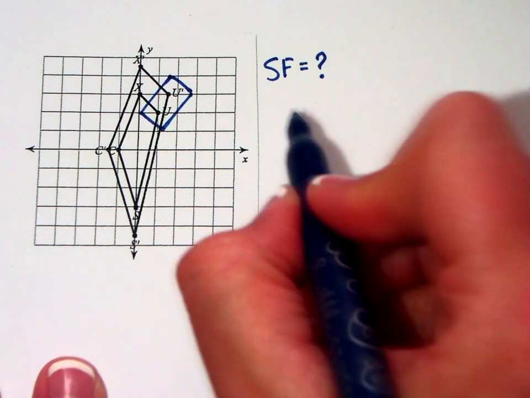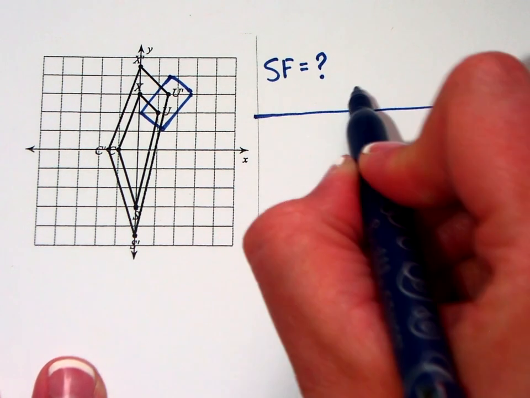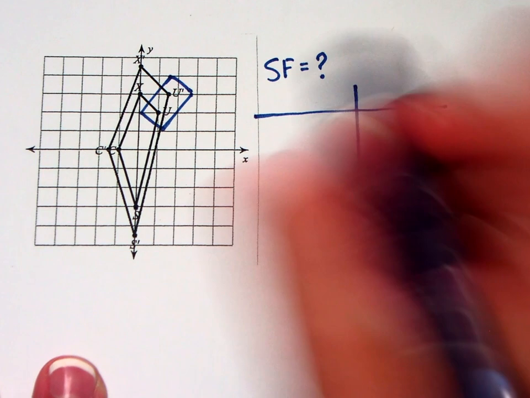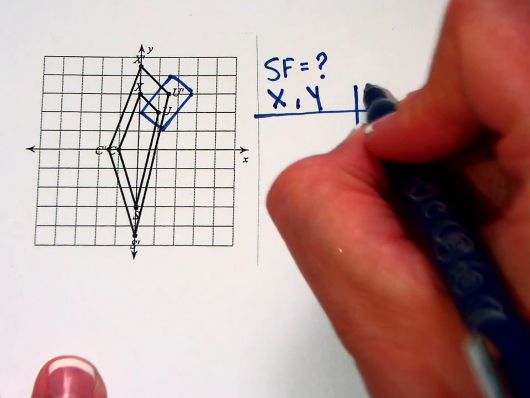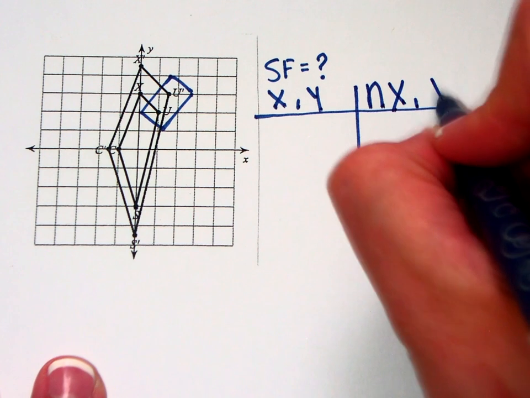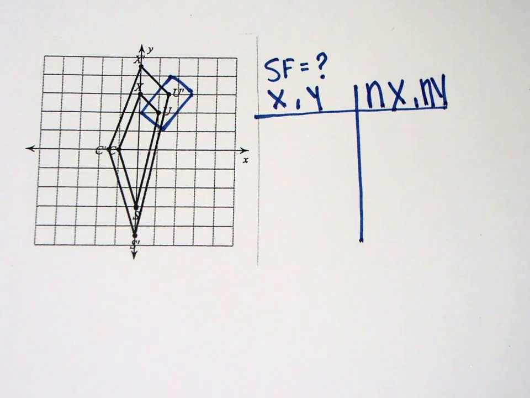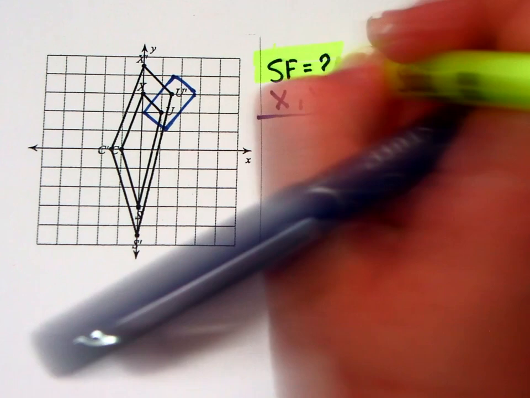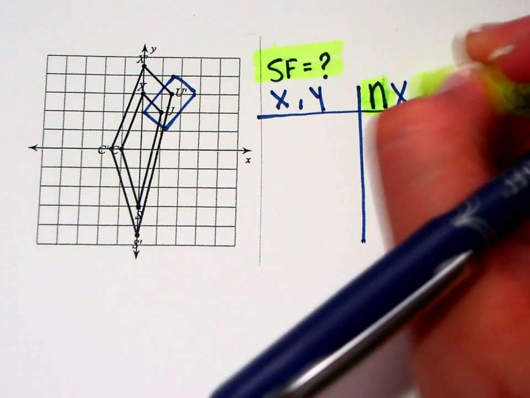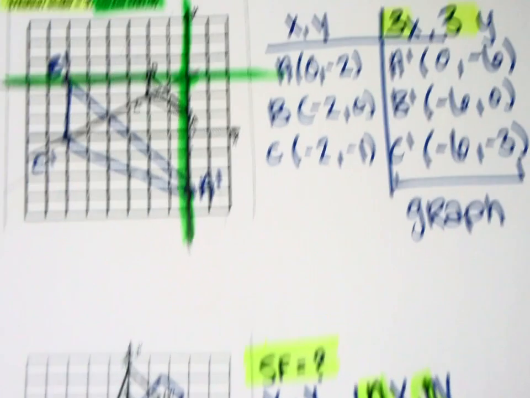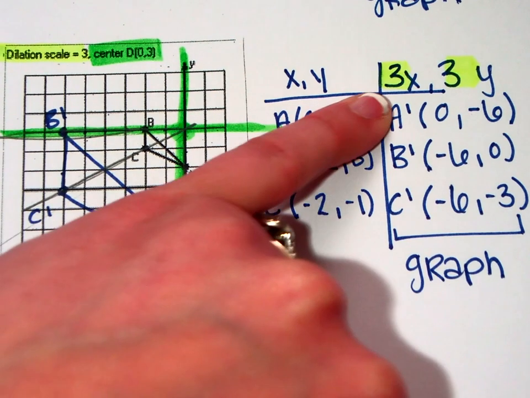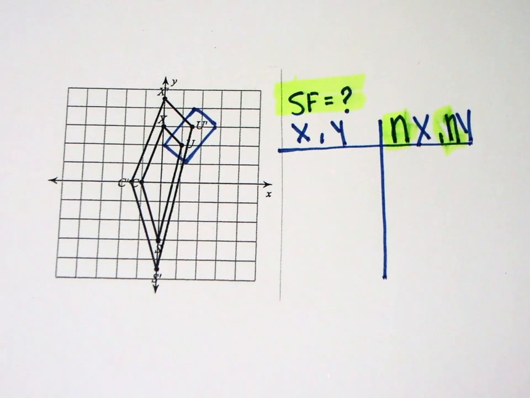Okay? So what you're going to do here is your goal is to find what the scale factor is. We start out with x, y, and we multiply x and y by some number. And we usually use the letter n to represent scale factor. We're basically trying to figure out what number do I multiply by. So going back to a previous example, notice we used a scale factor of 3. We multiplied by 3. In this case, we're just trying to find out what that number is.